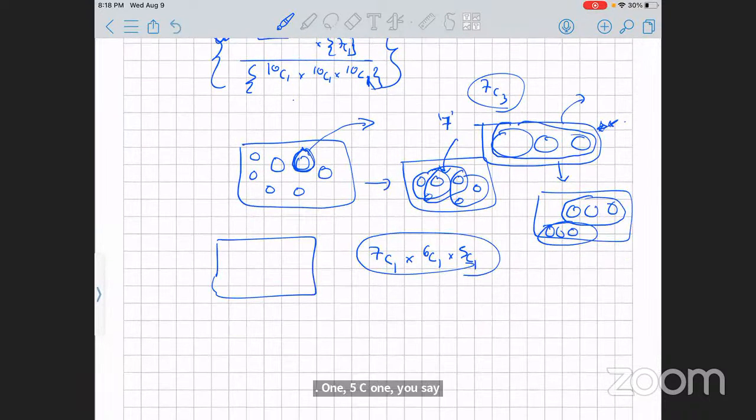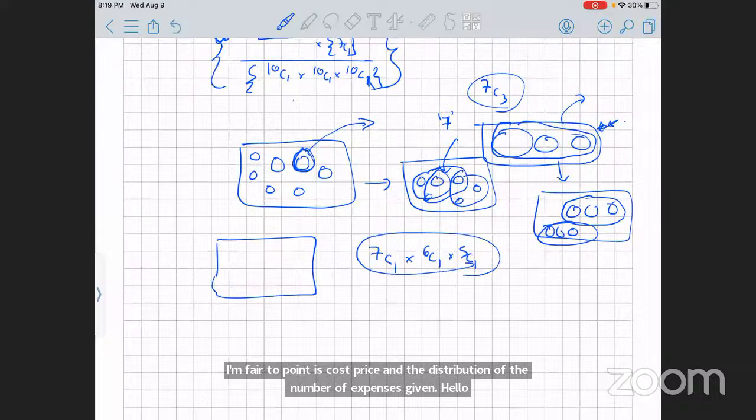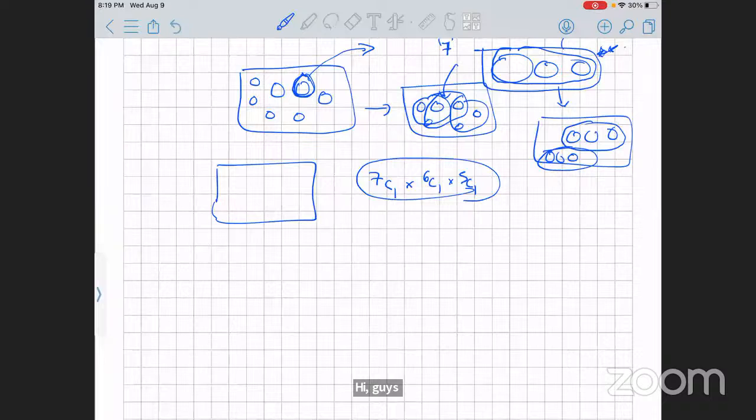Next doubt. Question number 3, sir, 9.5. The unfair coin is tossed twice and the distribution of the number of tails is given. Now what is he asking? If the coin is tossed once, then what is the probability that it will show head?